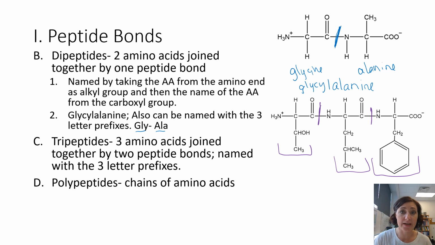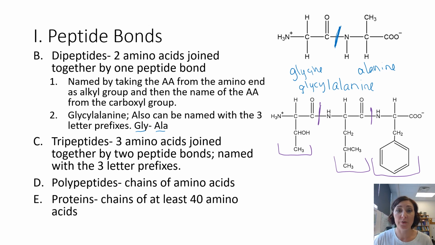Once you start to get more than three amino acids joined together, we just call them all polypeptides. So there's many peptide bonds, there's many amino acids joined together. Our classification cutoff for polypeptides becoming proteins is when we join at least 40 amino acids together. So if you get 40 amino acids together, that would be considered a protein at that point.